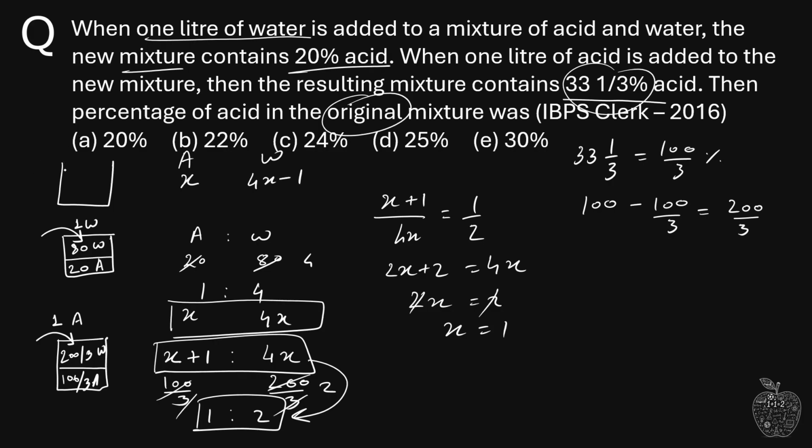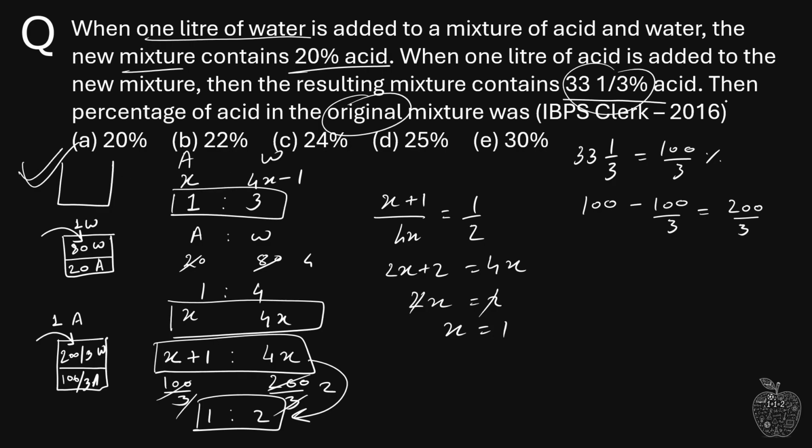So now we have the value of acid and water in the original mixture, which is x acid and 4x minus 1 water. We also have the value of x, which is 1. So let's substitute it here. We get acid as 1, and 4 into 1 is 4, 4 minus 1 is 3. So the ratio of acid to water in the original mixture is 1:3.